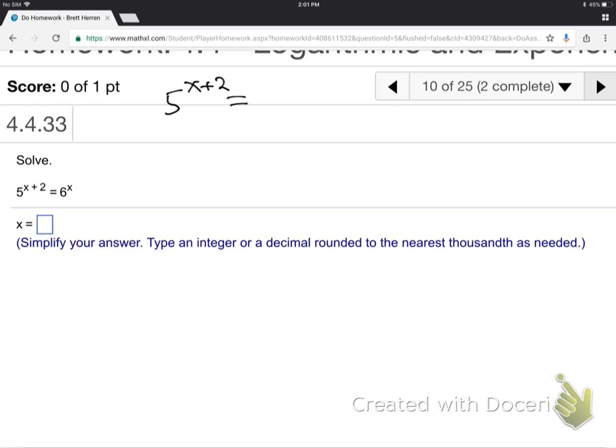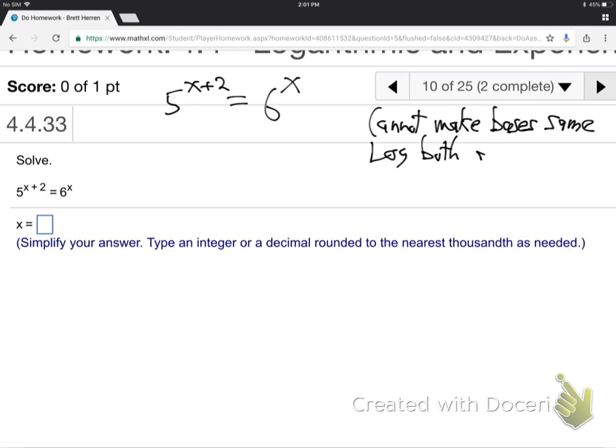Okay. So we have 5 to the x plus 2 is 6 to the x. So we can't make those 5 and 6 the same. They're just different bases. No way to make them the same. So right away, log both sides. Cannot make bases the same. Log both sides. So right away, I'm going to say, okay, log of this side, log of that side.